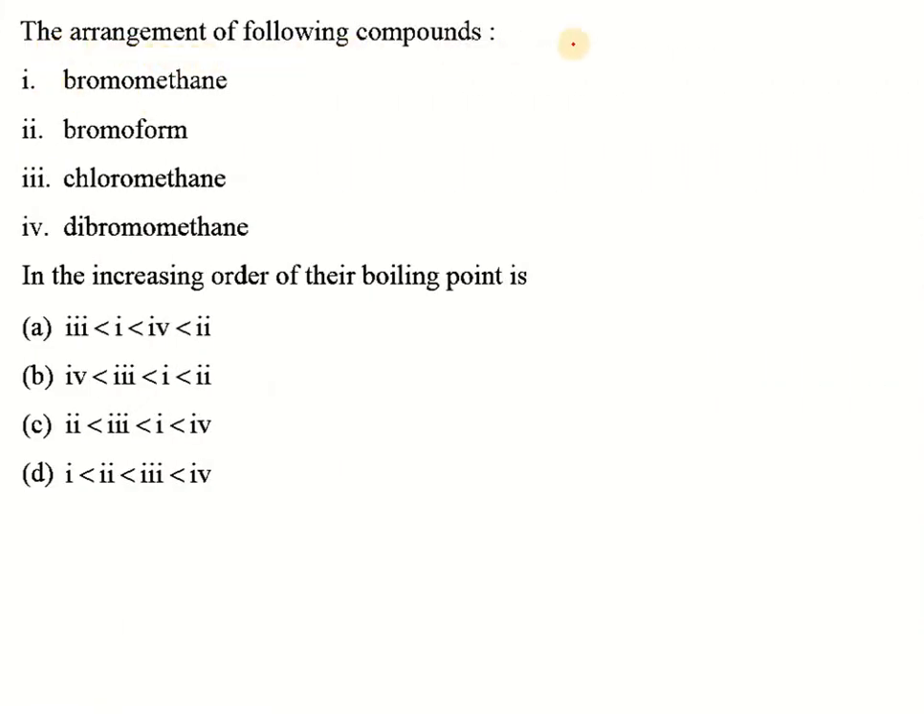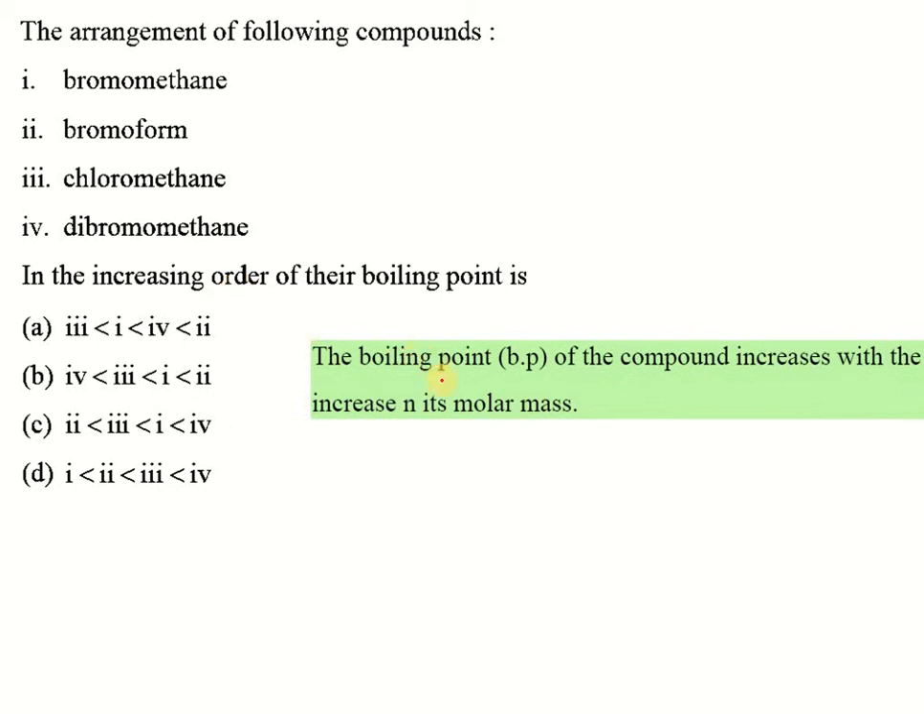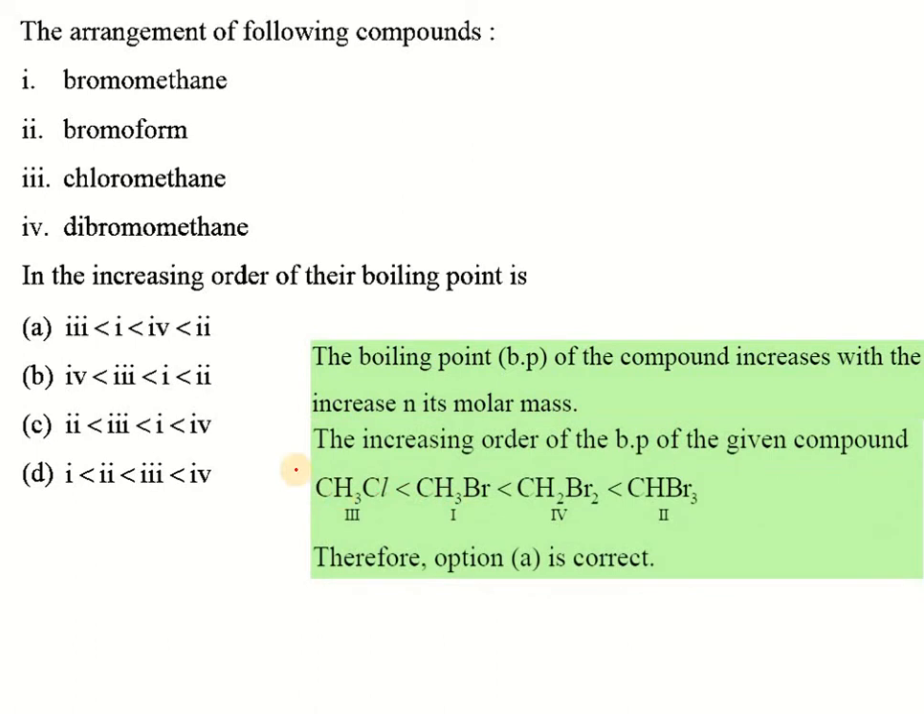Next, arrange the following compounds: bromomethane, bromoform, chloromethane, dibromomethane, in the increasing order of their boiling points. So 1 means bromomethane, 2 means bromoform, 3 means chloromethane, 4 means dibromomethane. The boiling point increases when the molar mass increases. In particular, bromoform has got the highest molar mass.